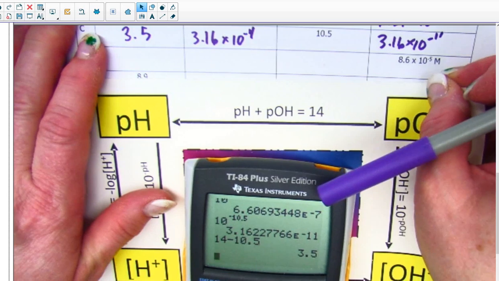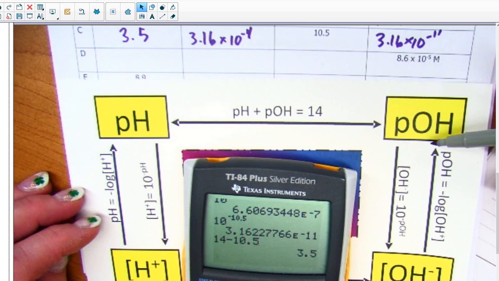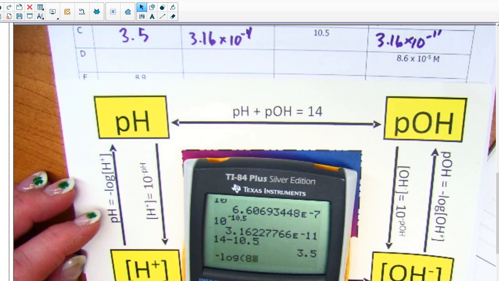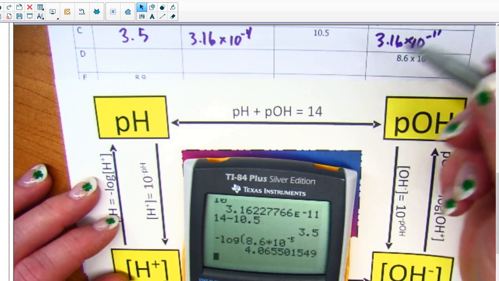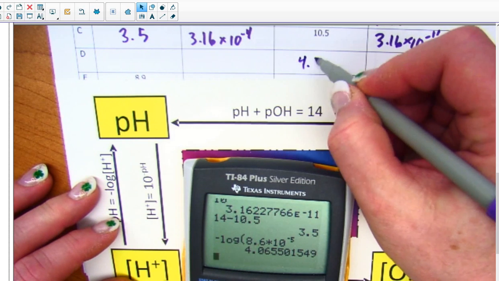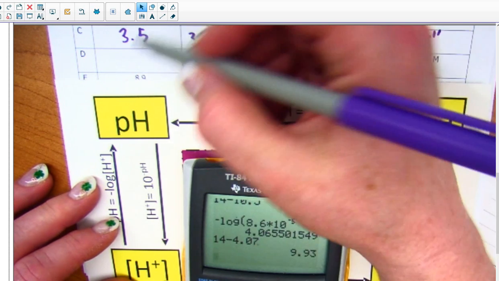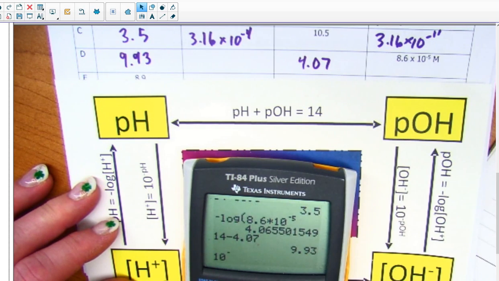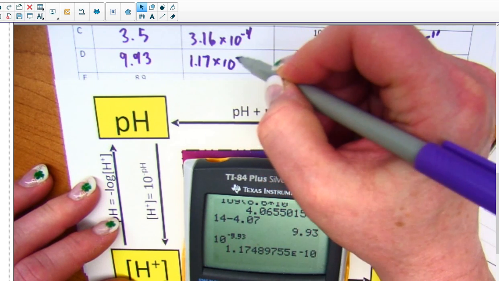Okay, coming down another one. This time you're given OH concentration, which is here on the bottom. We're going to go up, so we're going to take minus the log, negative log of 8.6 times 10 to the negative 5, and we get 4.07. 14 minus 4.07, we get 9.93, 10 to the negative 9.93, 1.17 times 10 to the negative 10.